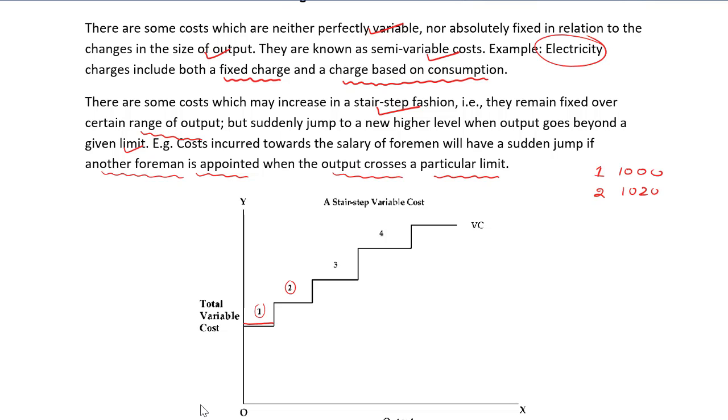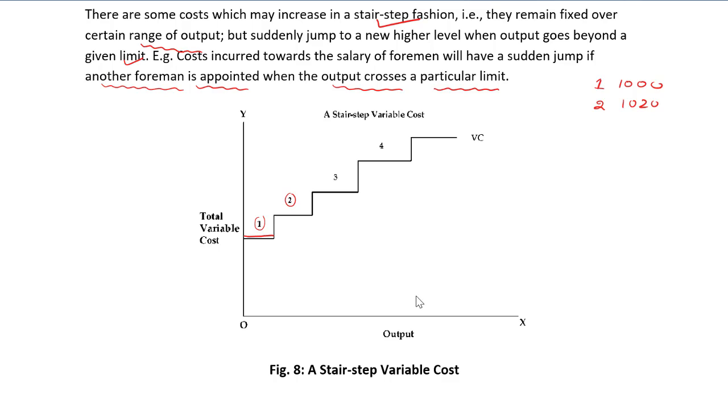I believe you understood. Just see it over here. This is stair step variable cost. For a particular range, it will be fixed and then it will be variable. If you have understood this, we can move ahead now.